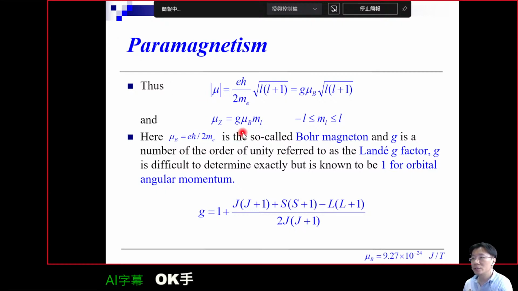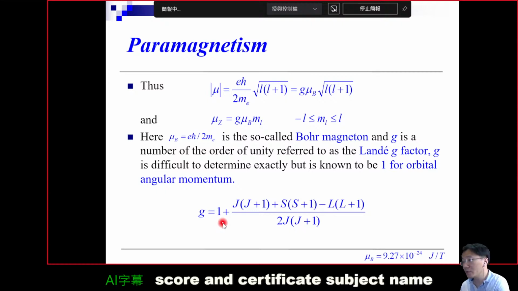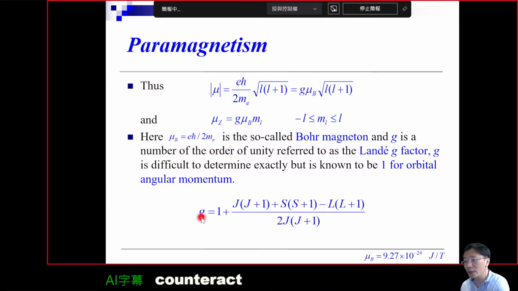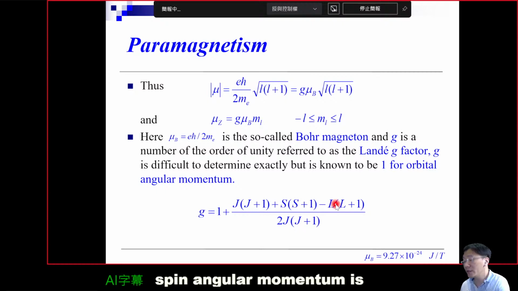Okay. So here are the equations for the average magnetic moment and the moment along the z direction, mu z. Shown here is a detailed equation of the g factor, called the Landé g factor. In the beginning, we say that for the orbital angular momentum, the g factor is equal to 1, and for the spin angular momentum, the g factor is equal to 2, where S is the spin angular momentum and L is the orbital angular momentum.